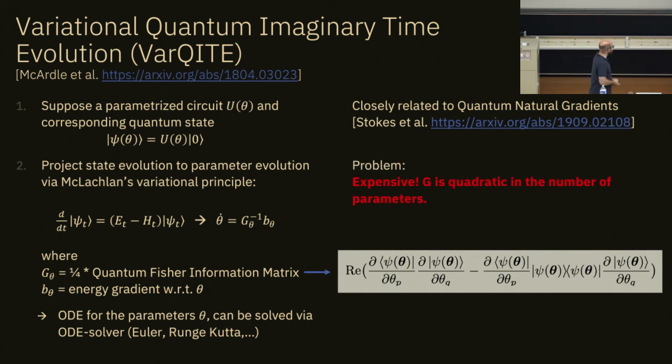The problem with this is that this quantum Fisher information matrix, I wrote down the formula here. You can evaluate this by evaluating 3 circuits that correspond to these inner products here. And since it's a matrix with respect to your parameters, you have to do 3 circuits for every pair of parameters. So it scales quadratically in the number of parameters of your ansatz. And this is pretty expensive. So this is getting quite quickly a problem if you have a large ansatz with hundreds of parameters. And the question now is, how can we speed this up?